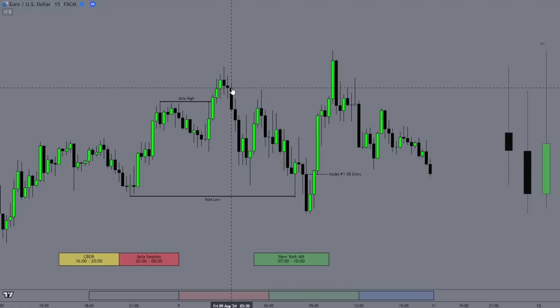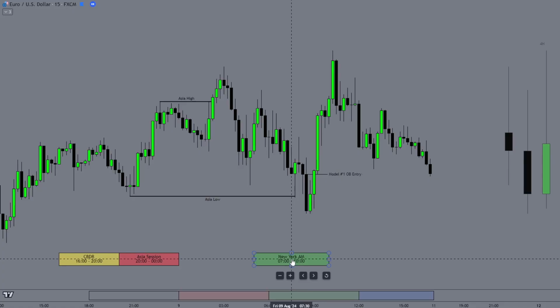So you can see here that we purged it on the London open candle right here, then it reversed to the opposing end of the range, which would have been our target. We then purged the range low at another key time, which is the New York Open. It then gave us our Model 1 OB entry and then expanded above to our draw on liquidity.